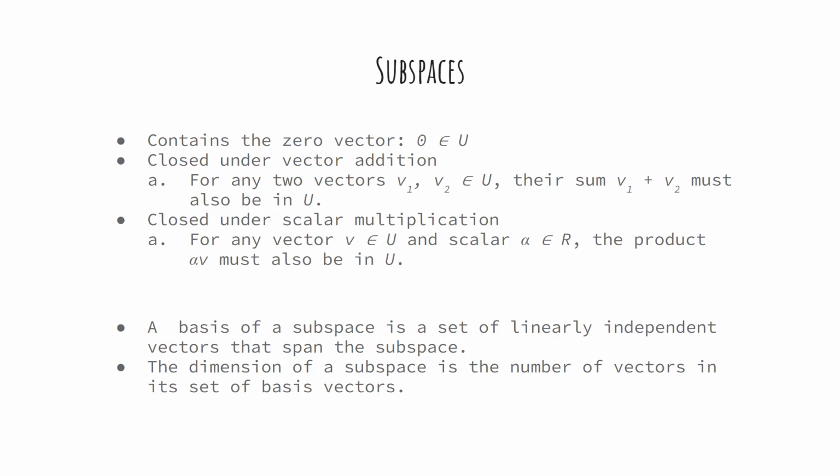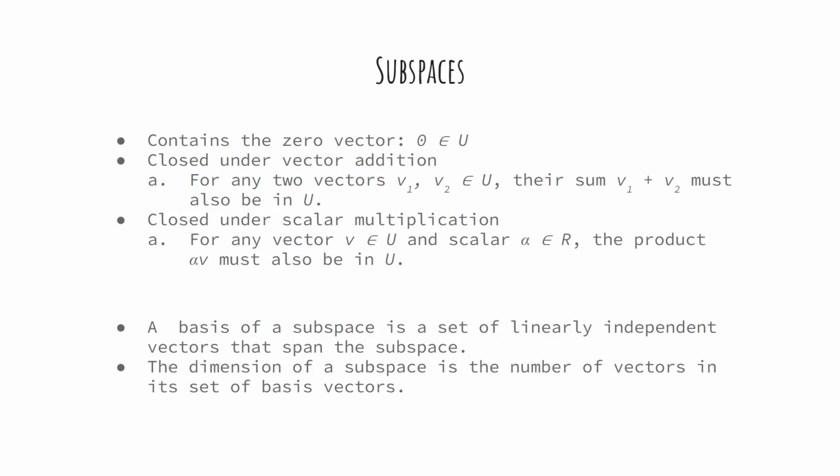And this is an idea that I mentioned earlier, but a basis of a subspace is essentially a set of linearly independent vectors that span a subspace. So all that means is if you are trying to define a subspace and you want to give a set of vectors that define that subspace, then you find a set of linearly independent vectors that span the entirety of that subspace, and that becomes your basis. So that is the basic idea there.